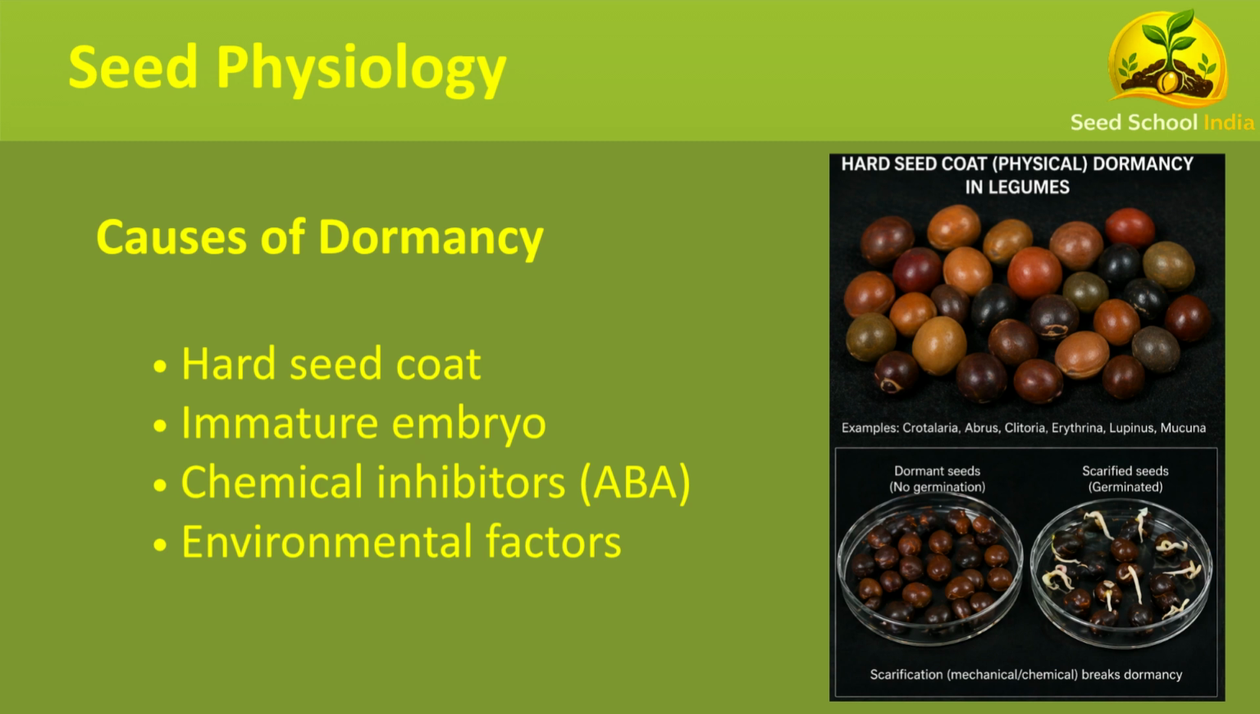Dormancy can occur due to several reasons, including a hard seed coat, immature embryos, chemical inhibitors, and environmental factors. A hard seed coat may prevent water and oxygen from entering. Sometimes, the embryo is not fully developed. In many cases, chemical inhibitors like abscisic acid suppress germination. Environmental signals such as light and temperature also play a role in maintaining dormancy.